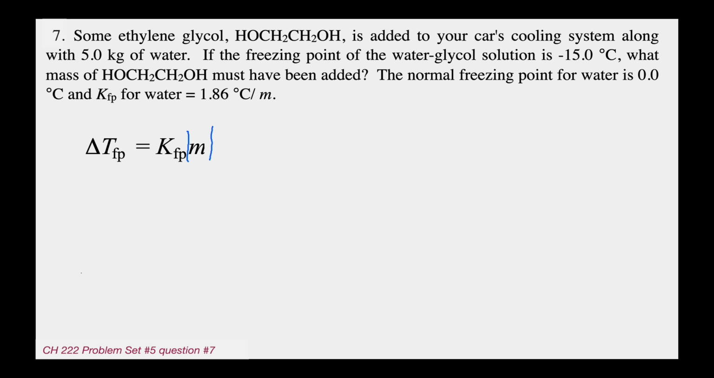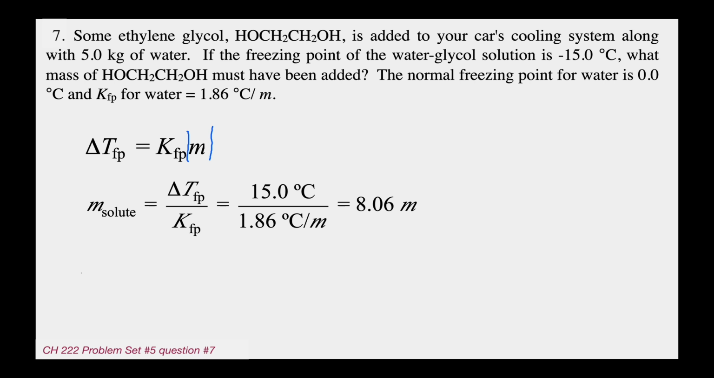So in this problem, all right, there's different ways to do it. Your freezing point is 15 degrees lower than 0. So there's a couple ways you can do delta T. I would just say, hey, freezing point 15 degrees less, that's the positive number I need.